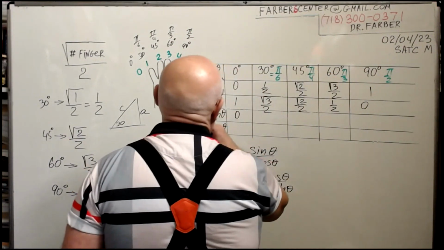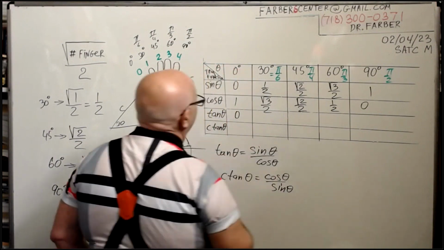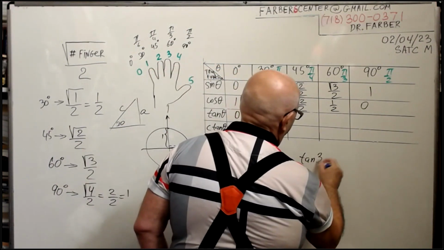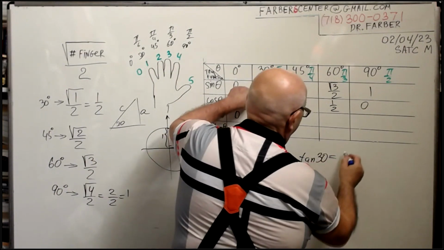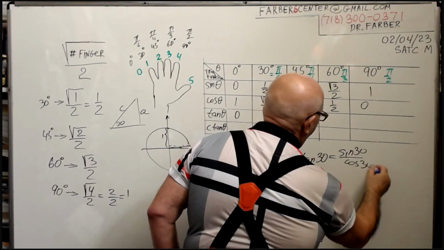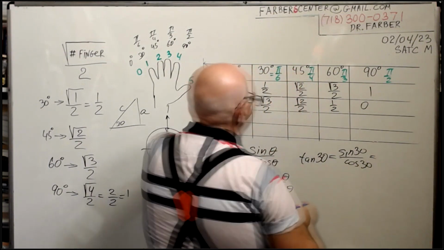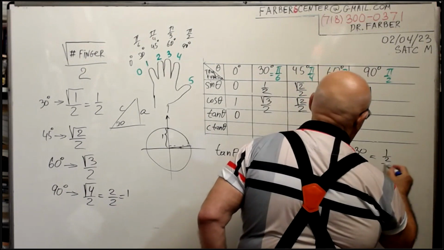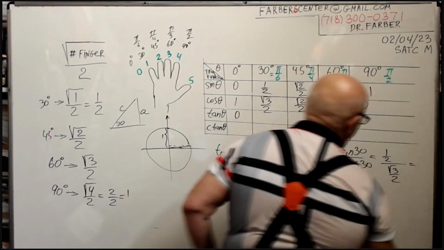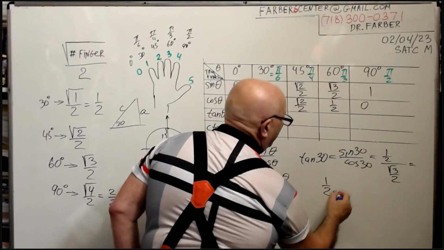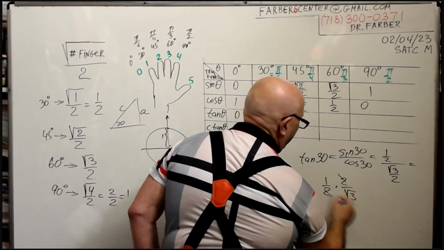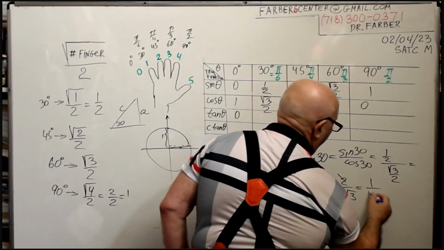For instance, whenever I count this one, tangent of, I give example 30, tangent of 30 equals sine of 30 divided by cosine of 30. And sine of 30 equals to 1 over 2. And you divide by square root of 3 over 2. Keep change flip, you have 1 over 2 times 2 over square root of 3. You get 1 over square root of 3.